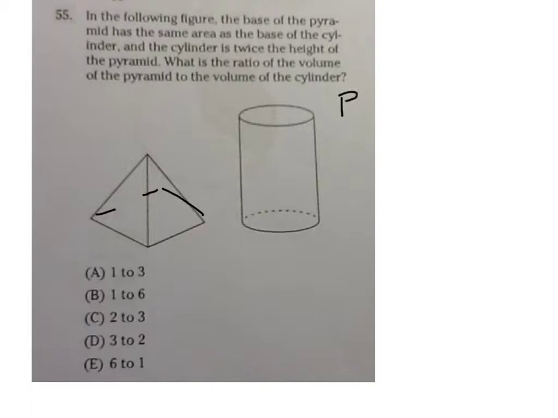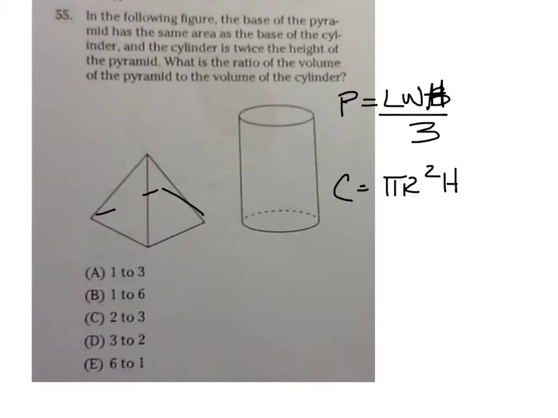So the volume for a pyramid is going to be length, width, and height, divided by 3, and then a cylinder is going to be the base times the height. The base is pi r squared, and the height gives you the volume.